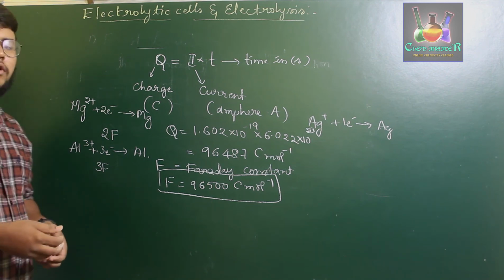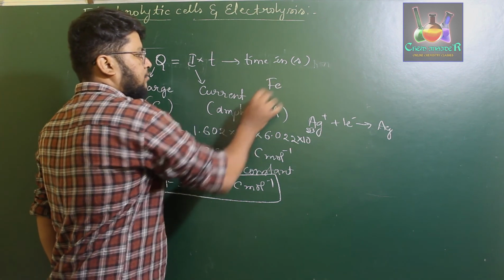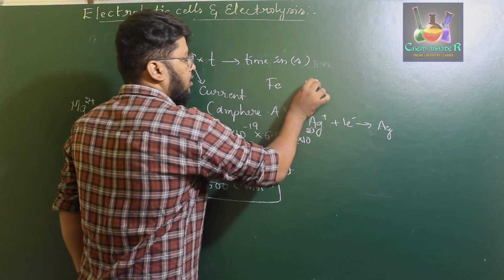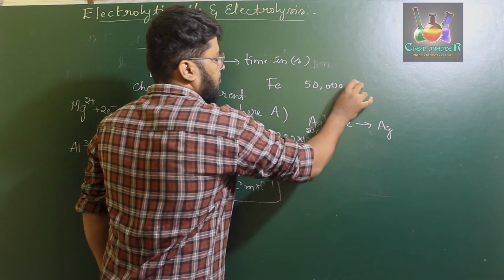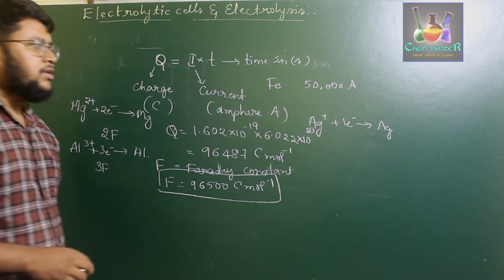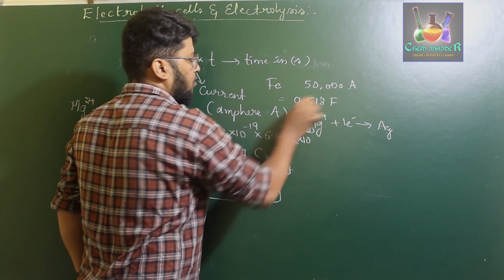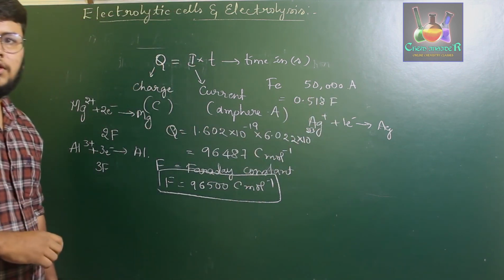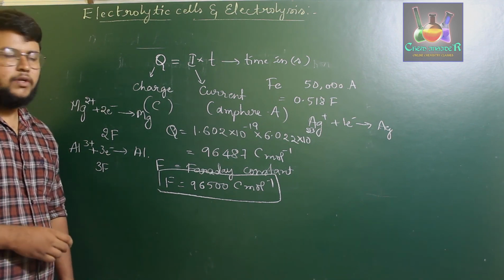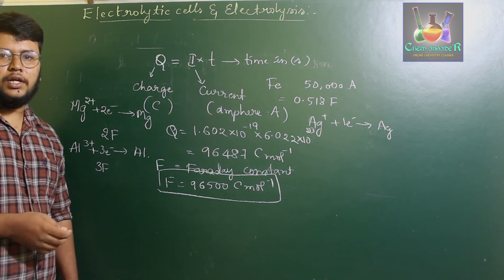Similarly, for an industrial purpose, if you have to liberate iron in bulk, we use 50,000 amperes of current, which is equal to 0.518 Faradays of charge. Okay, 0.518 Faradays of charge. This is about Faraday's electrolytic cells and electrolysis.